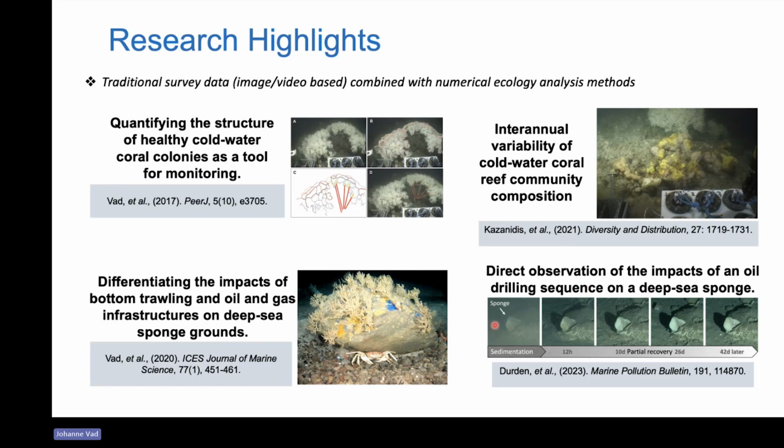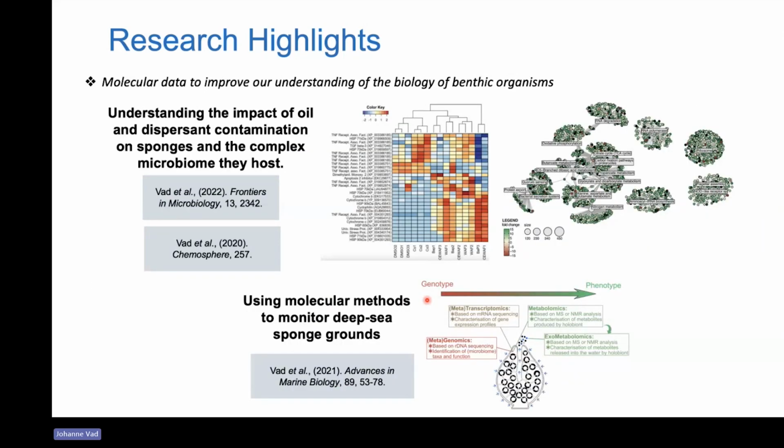And then more recently, I've continued this work with collaborators looking at the use of time-lapse photography to determine the impacts of oil and gas activities on deep sea sponges. In addition to these approaches, I've also looked at how we can use molecular data to improve our understanding of these benthic organisms. So I've run experiments in the lab where I've exposed sponges to oil and tried to understand the gene expression response of the sponge host through these kinds of heat maps. Using these RNA sequencing techniques, you can figure out the gene response of the sponge host and also the microbiome that lives inside the sponge.